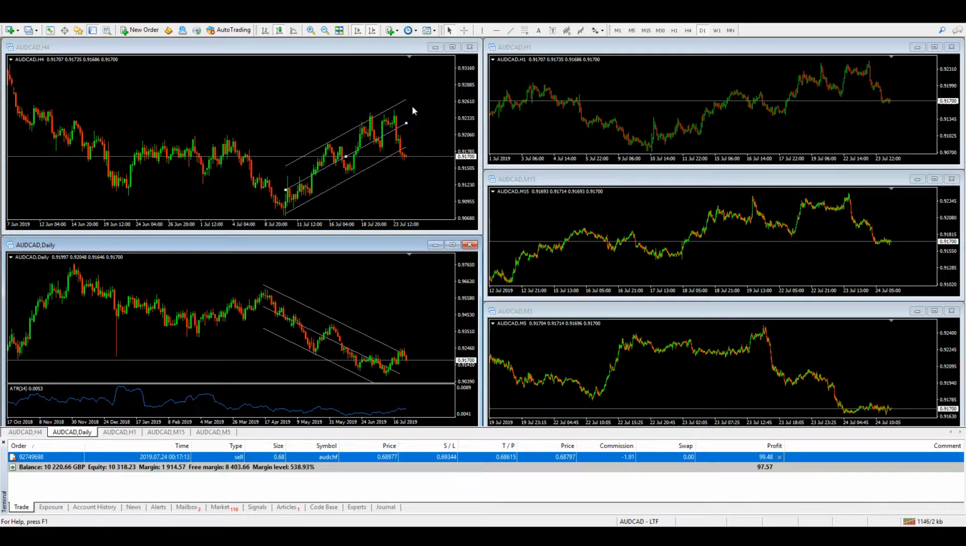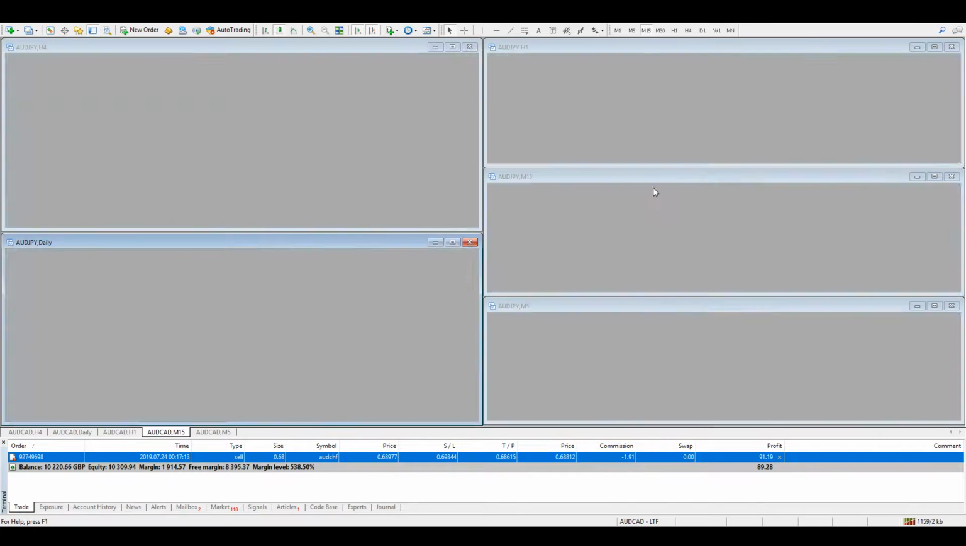On the 4 hourly, we had this structure which has started to be broken, so we've had the higher highs and the higher lows, and the price has moved past the previous higher low and started to move down and viably start to find resistance off of that standard deviation line there. That's echoed in the lower time frames as well, where we start to see lower lows and lower highs. So yeah, viably that would be good for shorts.